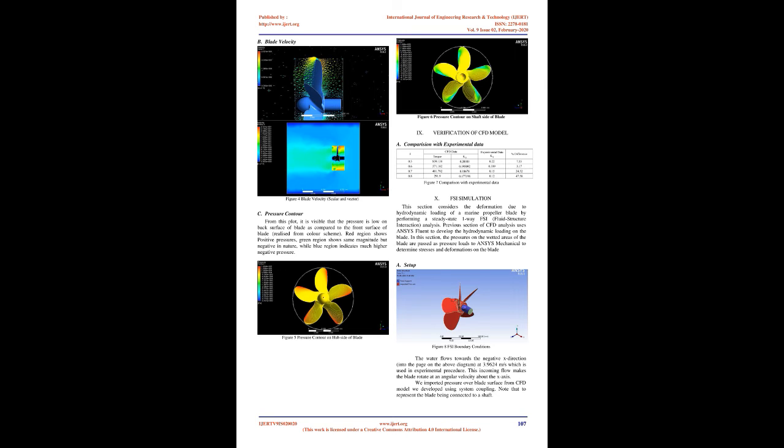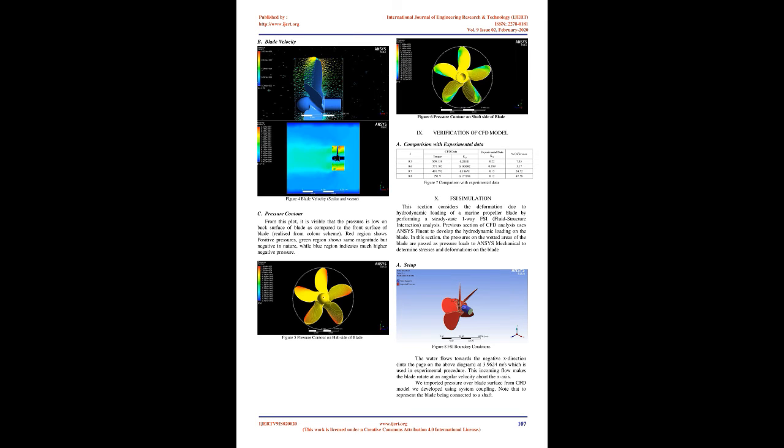The solver required an input of the angular velocity the propeller would be rotating at, given these values below. Diameter in m, linear velocity in m/s, J, revolution in 1/s, angular velocity in rad/s. B. Blade velocity. Figure 4, blade velocity, scalar and vector.